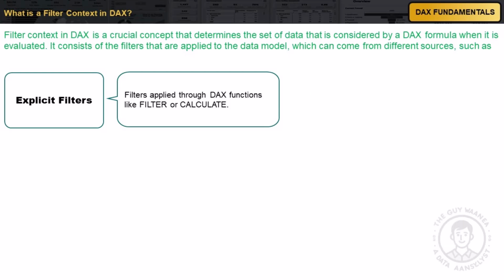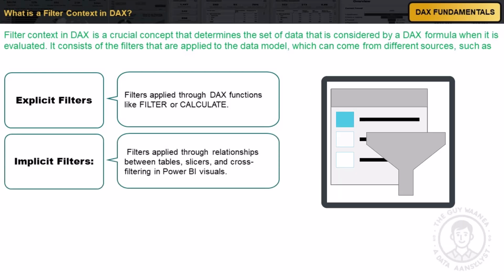Implicit filters, filters applied through relationships between tables, slicers, and cross-filtering in Power BI visuals. They are like behind-the-scenes helpers. They automatically filter your data based on selections you make elsewhere in your report. This makes it easy to analyze different slices of your data without needing to write complex formulas.